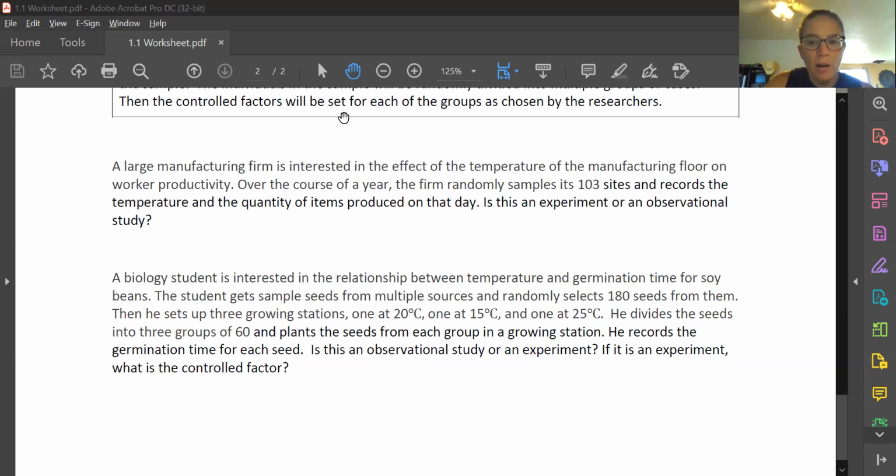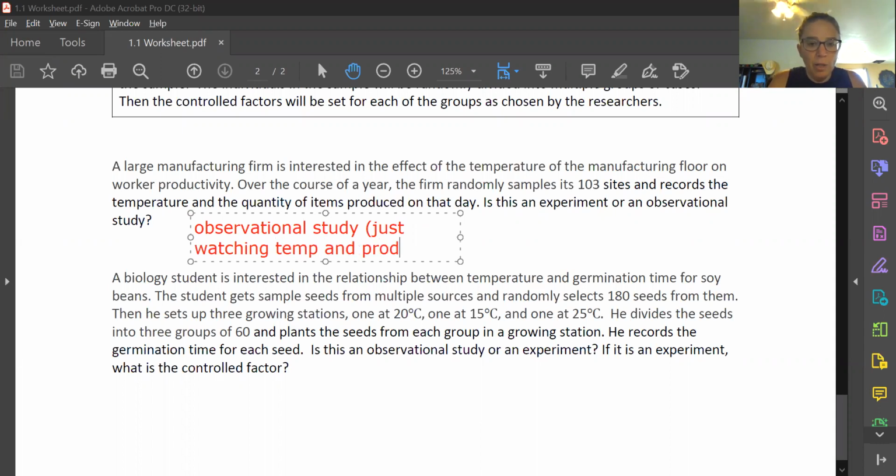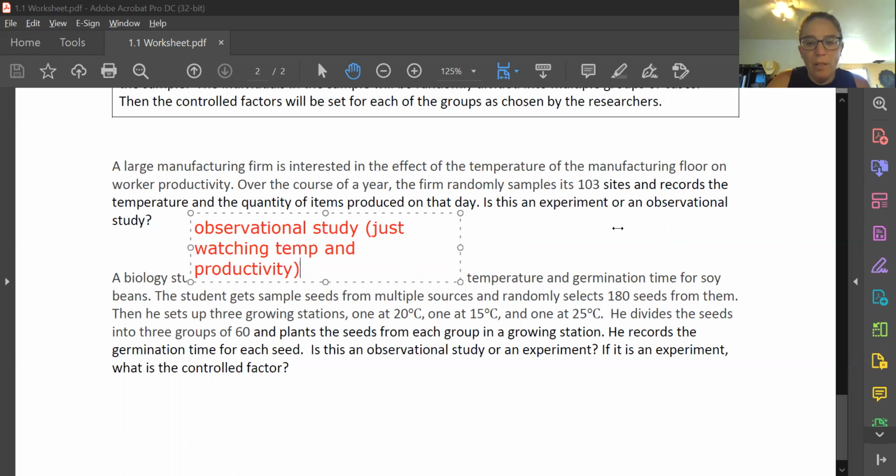This is an example of an observational study because they're not controlling anything. They're just looking at the temperature. If they chose the temperature, now it's an experiment, but they are not choosing the temperature. It just says throughout the year, they're recording the temperature and how many items are produced on that day. So it's observational. So I just say like just watching temp and productivity. You don't have to write that, but I'm just saying so later, you remember why this was observational.